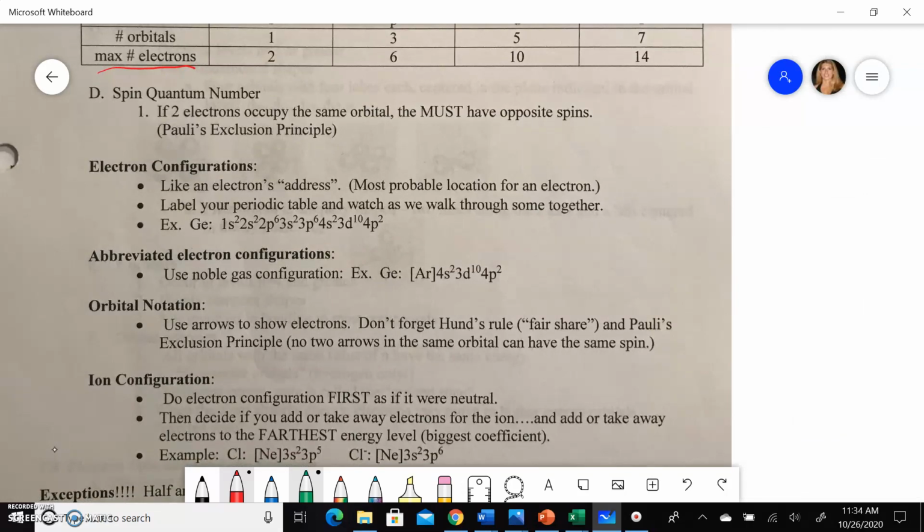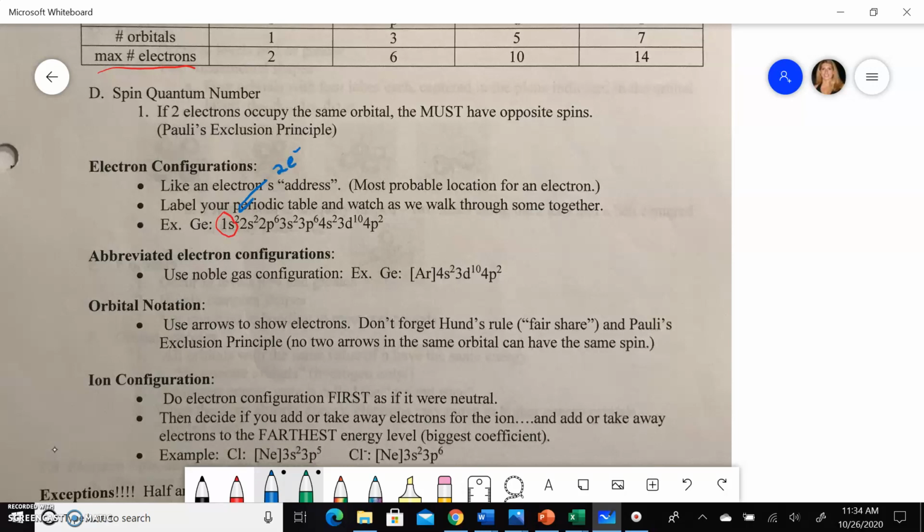So for example, this first one for germanium, the combination of the 1 and the S is describing a region of space. 1 tells me how far it is from the nucleus. S tells me that it's a sphere. And then that little 2 is telling me that there are 2 electrons in that region of space.